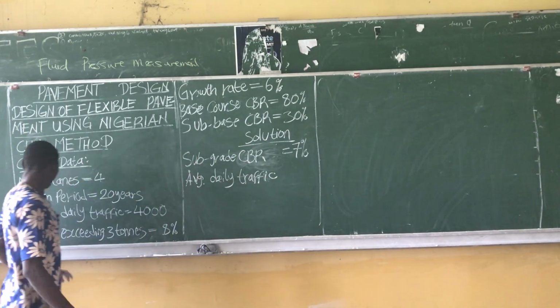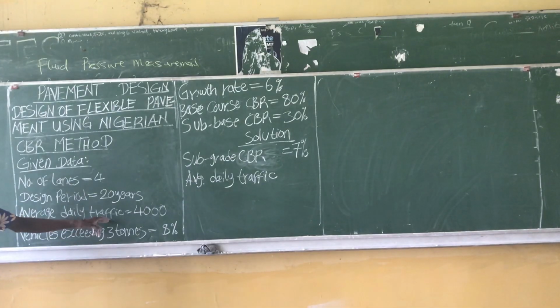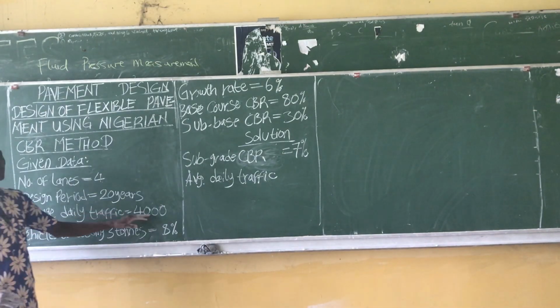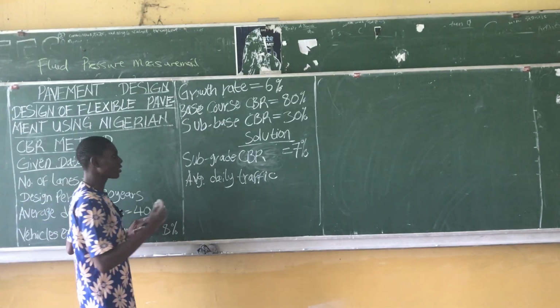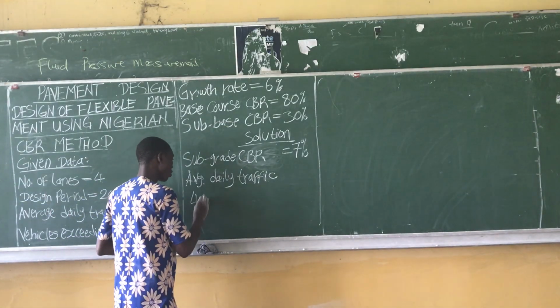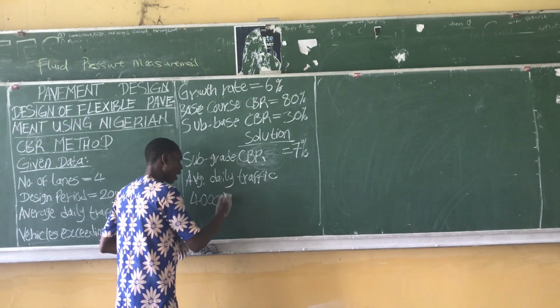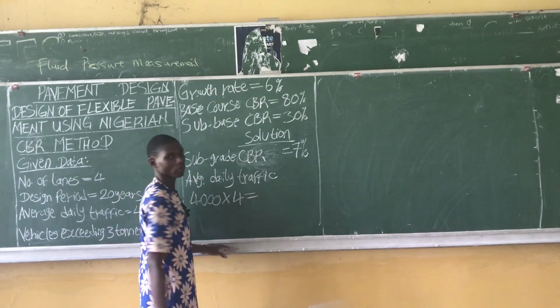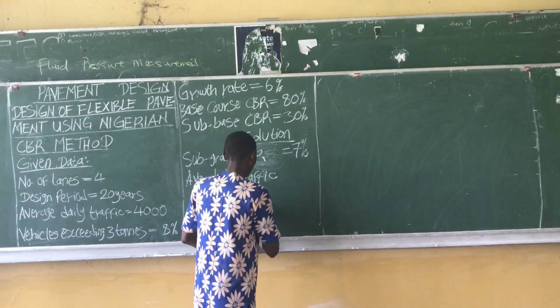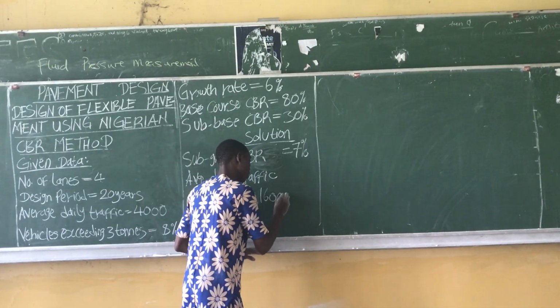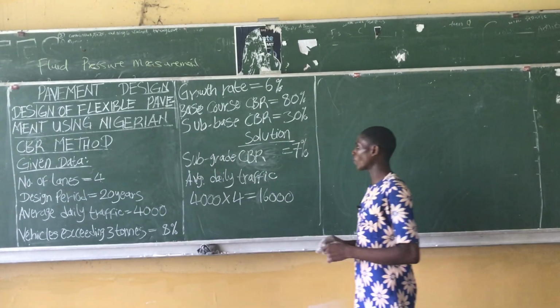So from the question, we are given that the average daily traffic for one lane is what? 4,000. And then we have 4 lanes. So our average daily traffic is simply what? 4,000 times 4. Okay? So 4,000 times 4, that's 16,000. So that is our average daily traffic.